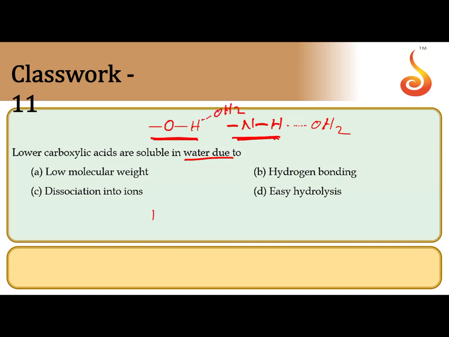So in lower carboxylic acids, the alkyl group hydrophobic end is small, and the COOH can form hydrogen bonds with water molecules. That's why they are soluble. So the answer is, as they are capable of forming hydrogen bonding, they are soluble in water. The correct answer is B.